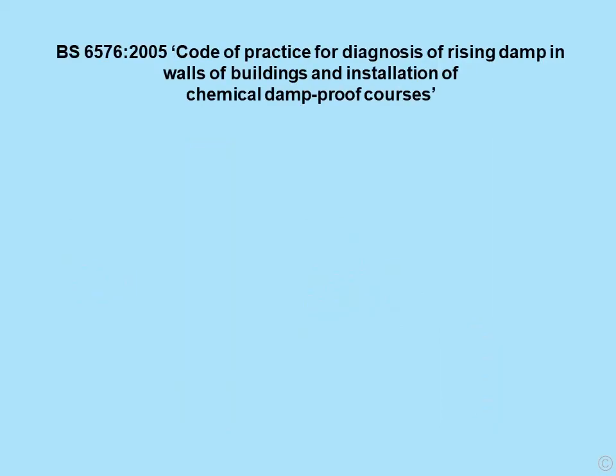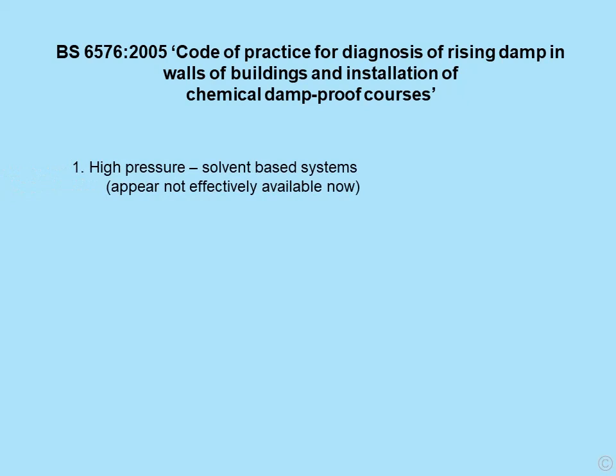There is a British standard relating to chemical damp-proof courses, and that is BS 6576, Code of Practice for Diagnosis of Rising Damp in Walls in Buildings and Installation of Chemical Damp-proof Courses. It describes four systems. High pressure, these are based on solvent systems. I don't think you really come across them much nowadays. Most of the stuff now is low pressure, usually water-based systems.